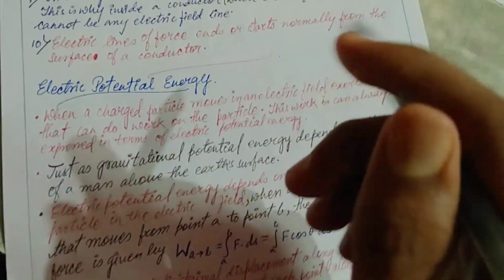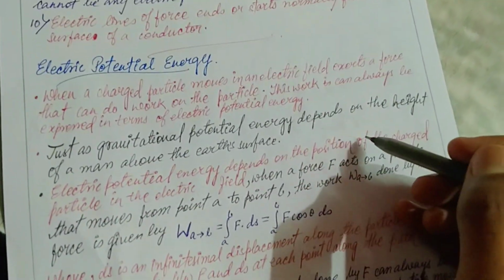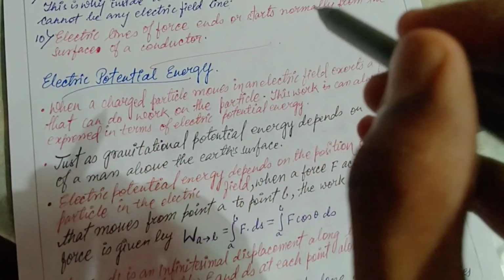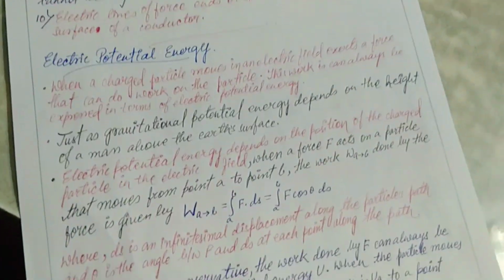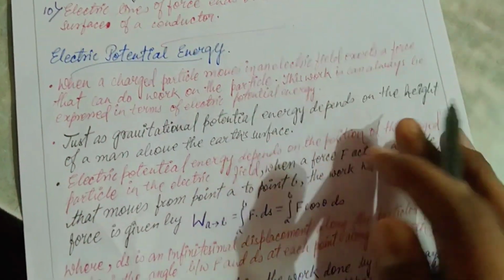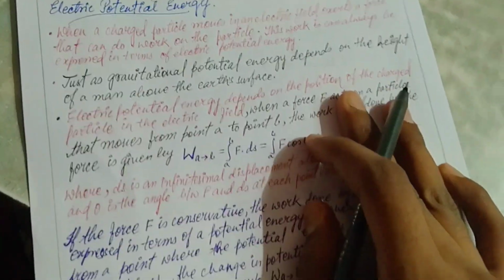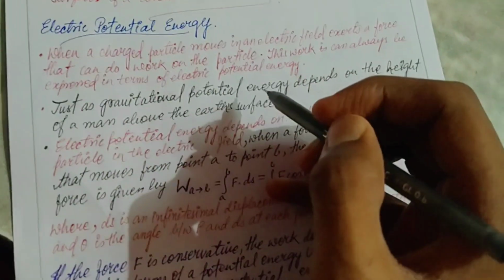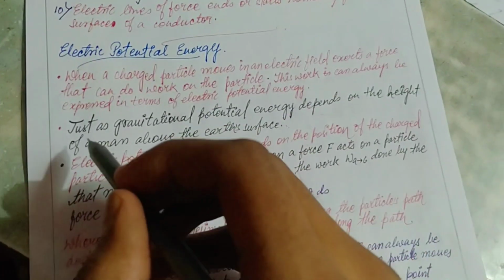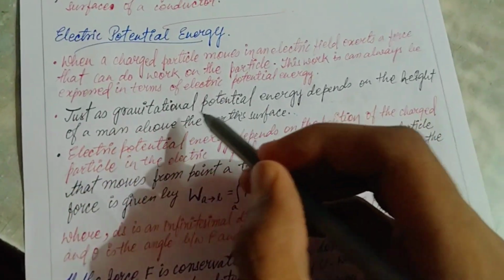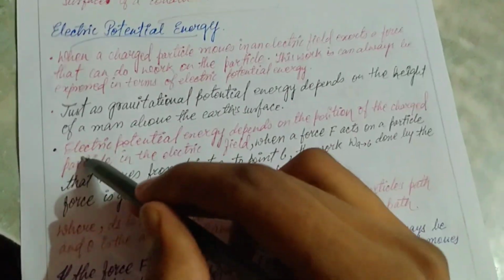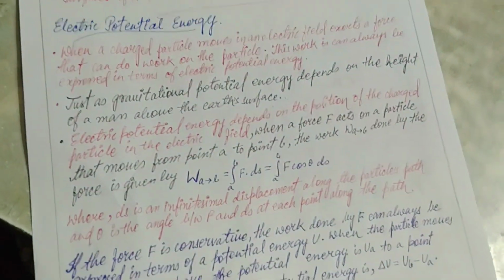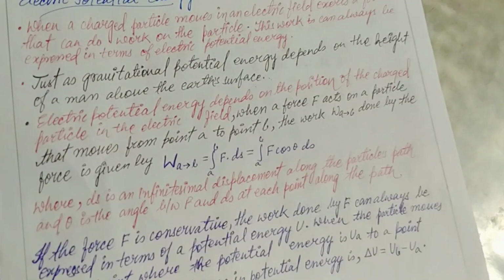And what is the work done? Work done is equal to force times displacement, which is equal to the change in electric potential energy, delta U, between U1 and U2. Just as gravitational potential energy depends on the height of a mass above the Earth's surface, which was in the gravitation chapter, the electric potential energy depends on the position of the charged particle in the electric field.